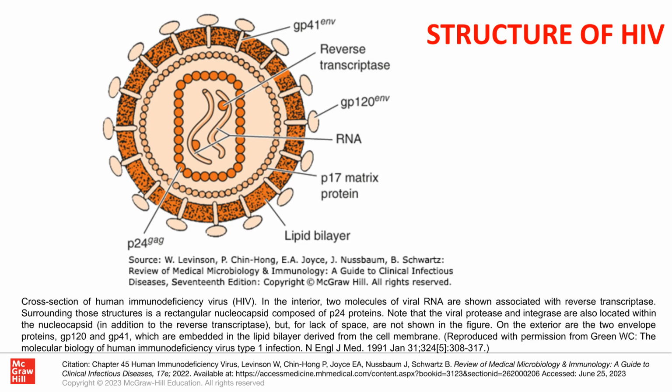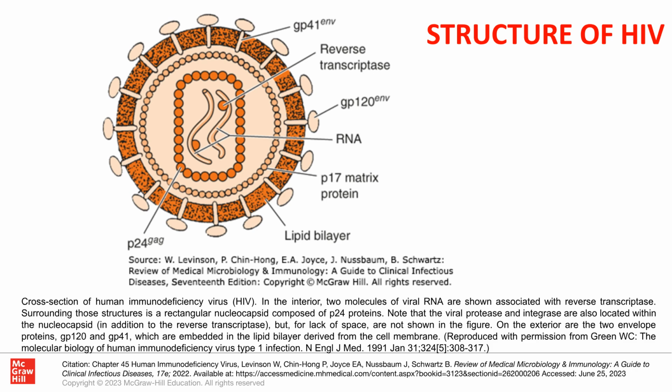Embedded in this envelope are the 2 crucial envelope proteins, GP120 and GP41, shown in green. The GP120 protein is responsible for binding to the CD4 receptor on target cells, while GP41 facilitates the fusion of the viral envelope with the host cell membrane. This structure is not just academic. Understanding it helps us comprehend how antiretroviral drugs work. For example, protease inhibitors target the viral protease, reverse transcriptase inhibitors block the RT enzyme, and fusion inhibitors prevent GP41 from mediating viral entry. Entry inhibitors can block the GP120-CD4 interaction.